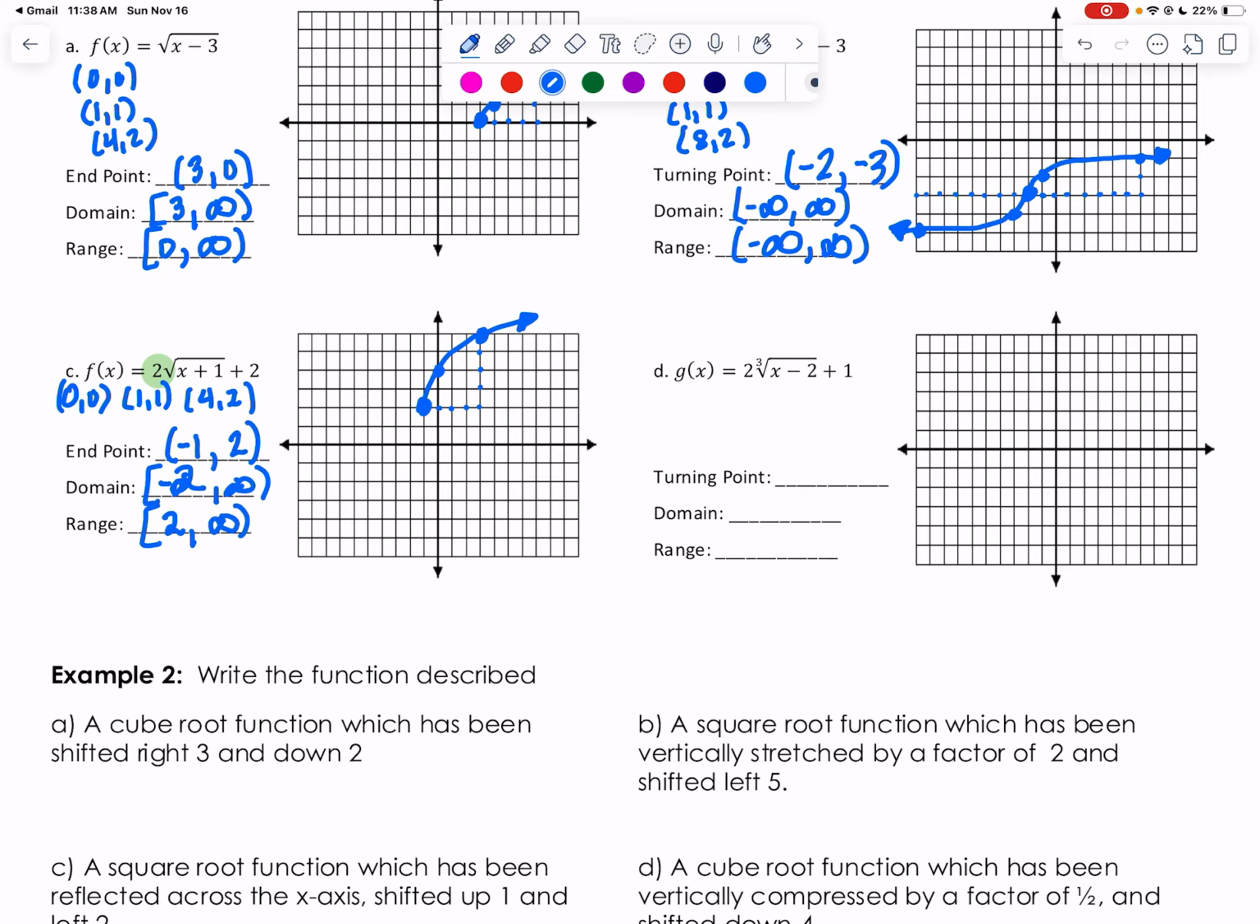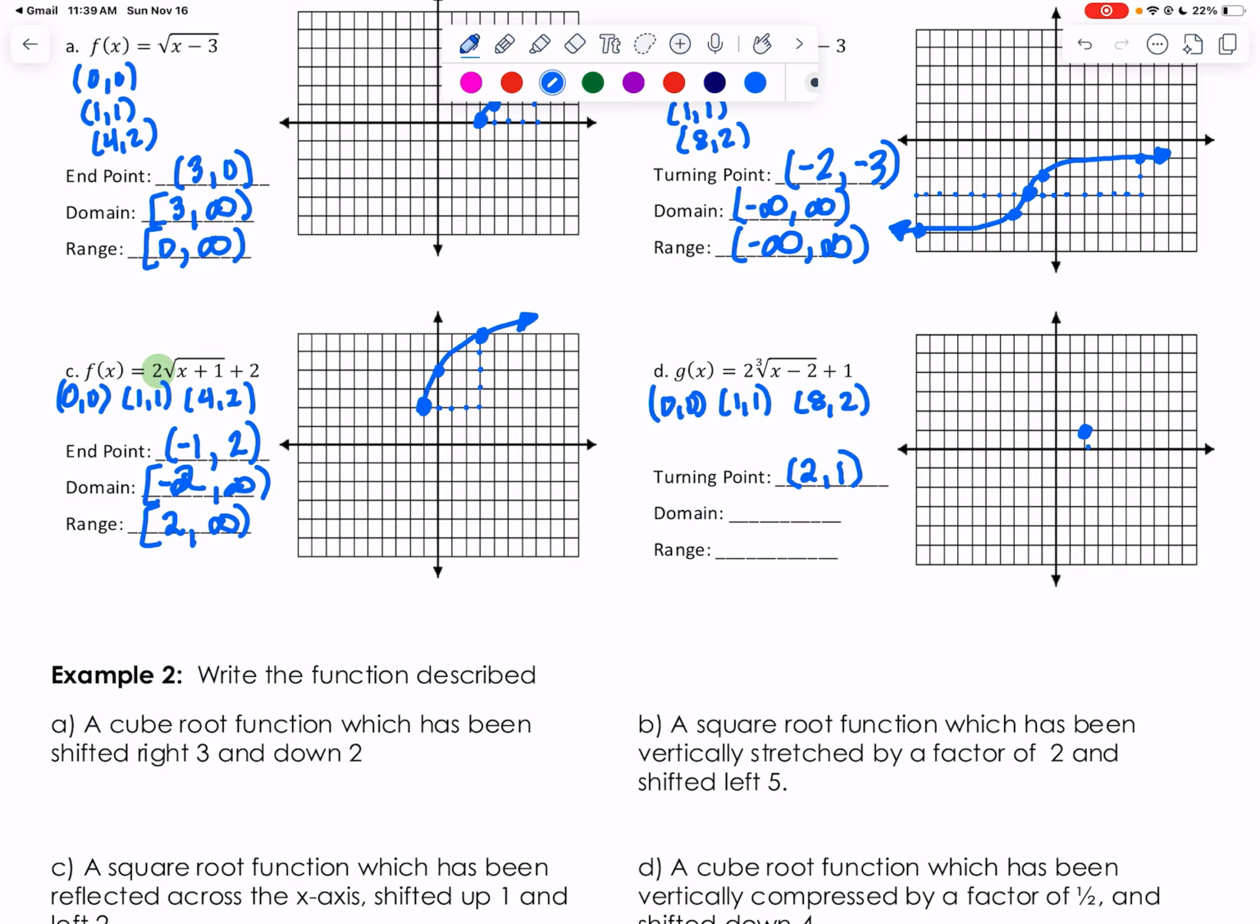All right, problem D. G of x equals 2 times the cube root of x minus 2, plus 1. So this function has been shifted to the right 2 and up 1. So our new turning point would be (2, 1). Oh, and let me write my critical points here that I'm going to use: (0, 0), (1, 1), and (8, 2).